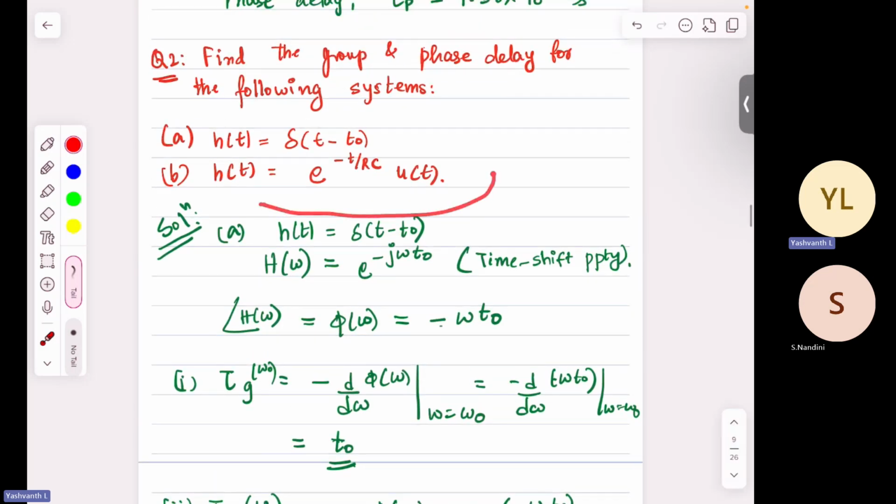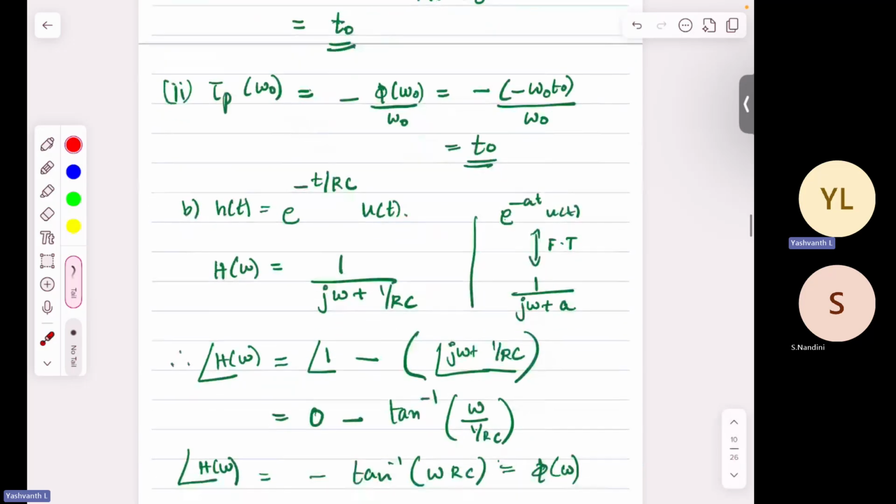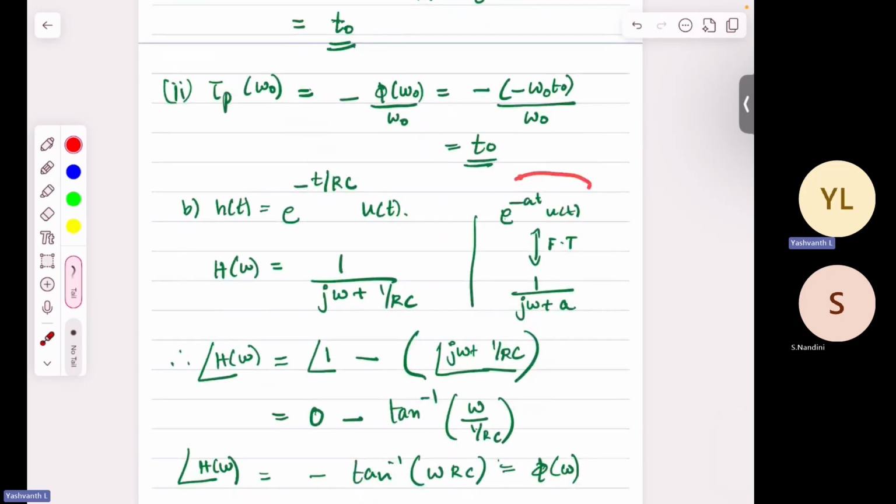The next question is for the impulse response e power minus t by RC into u of t. So basically, you recall that the Fourier transform of e power minus at into u of t is given by 1 by j omega plus a. So here a is nothing but 1 by RC, right? Therefore, the frequency response of the system is given by H of omega equal to 1 by j omega plus 1 by RC.